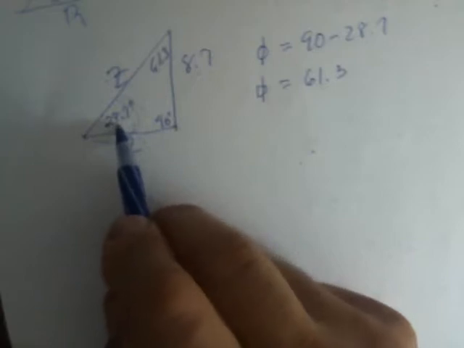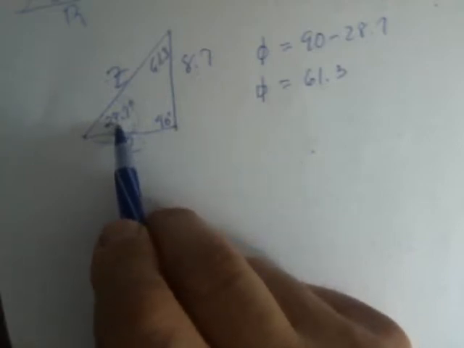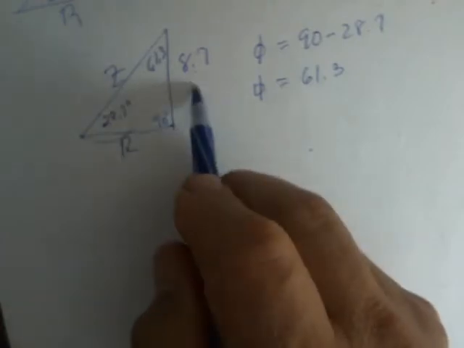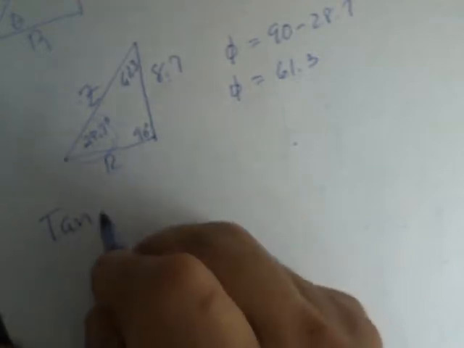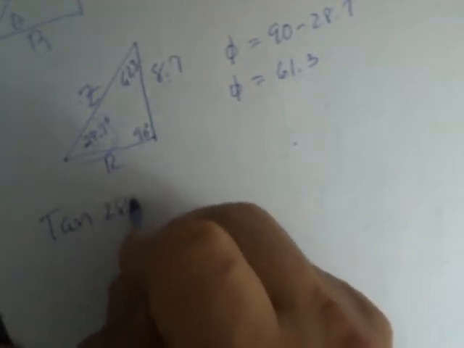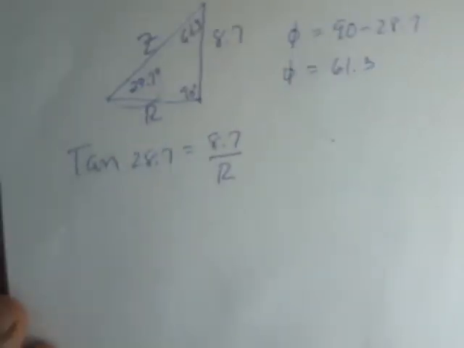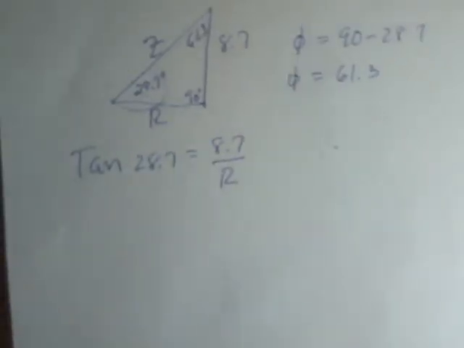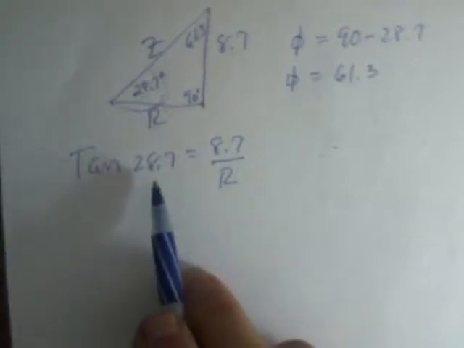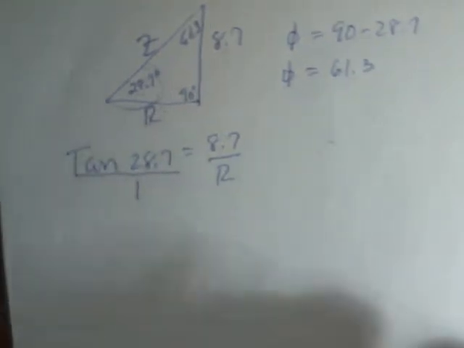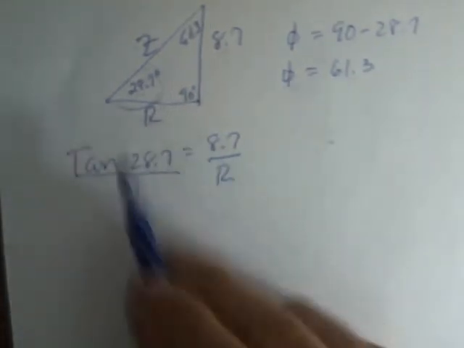So if I choose this angle as my reference angle and I want to find r, I know x. So the only choice I have for my trig equation is tangent. So tangent of 28.7 is 8.7 over r. Now I also go ahead and set up my ratio, so I can cross multiply.